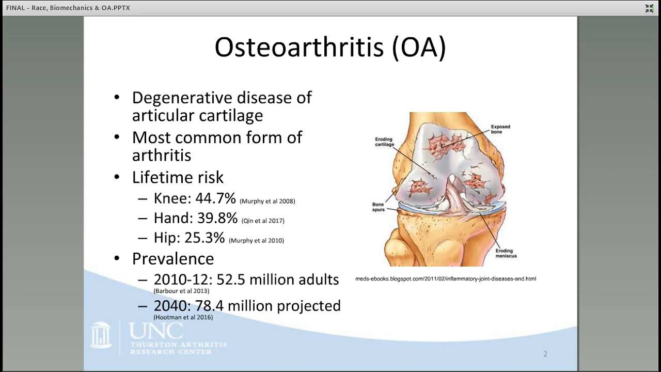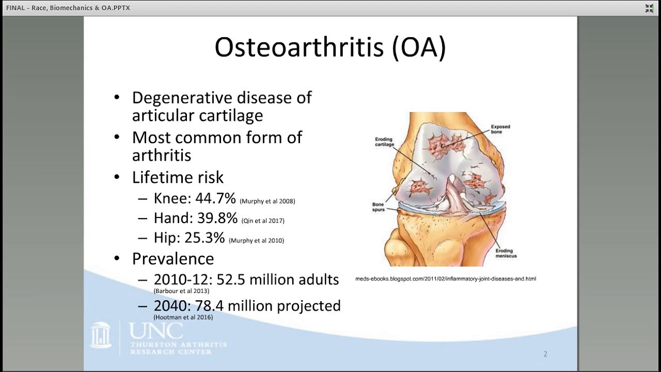So the CDC defines osteoarthritis, or OA, as a degenerative joint disease of the articular cartilage. It's the most common form of arthritis, and it is a leading cause of disability. The most common location for OA is at the knee. And here we have an illustration of a knee with OA, and you can see the worn away cartilage with exposed bone underneath. You can also see damage to the meniscus as well as bone spurs.